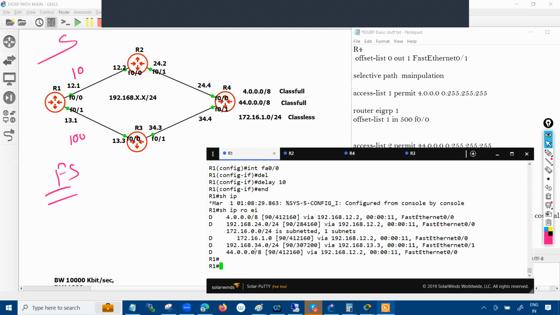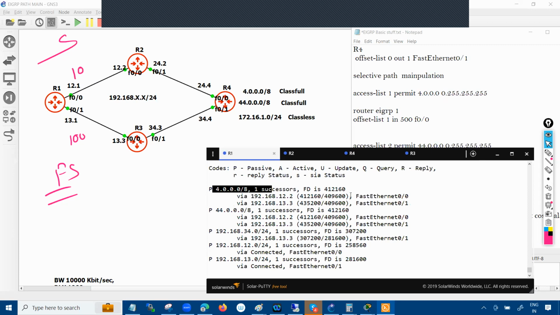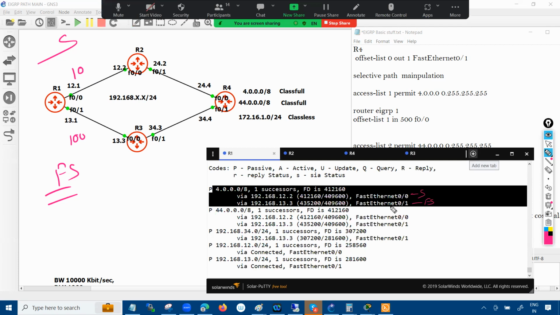So, show ip eigrp topology table. I do have one. This is my successor, and this is my feasible successor. If you have a feasible successor, then you can achieve unequal cost load balancing. How are you going to achieve it? What can you do?